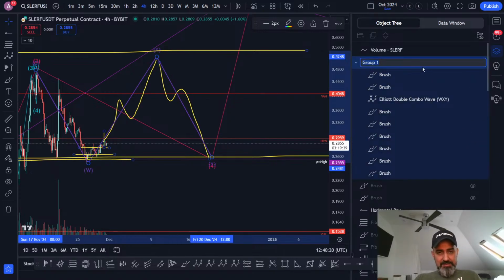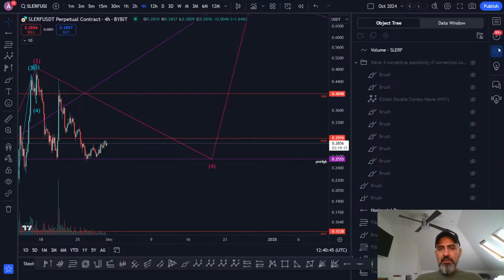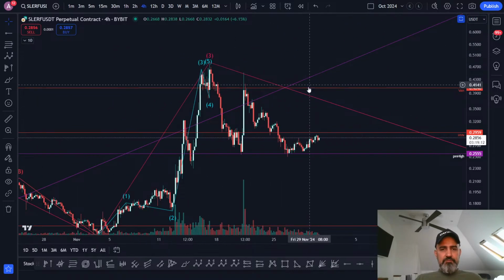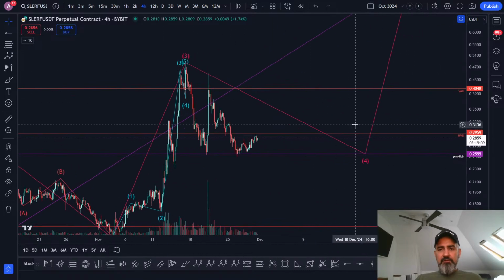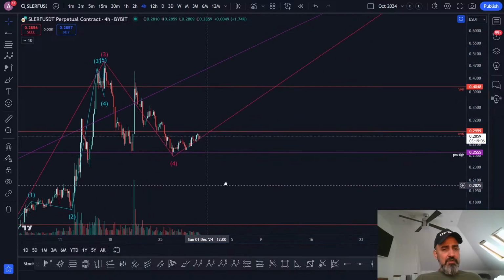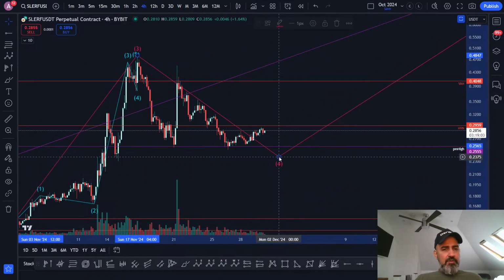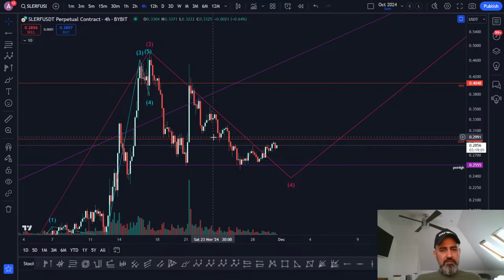I have to keep on repeating myself because I'm afraid that someone's going to take what I say literally when it's mostly speculative. But I will mark it out as a wave for corrective possibility if correction continues. I'll just keep it like that. And 1, 2, 3, 4, 5. Maybe that's the 4, or maybe we're looking for the 4 to be like this.